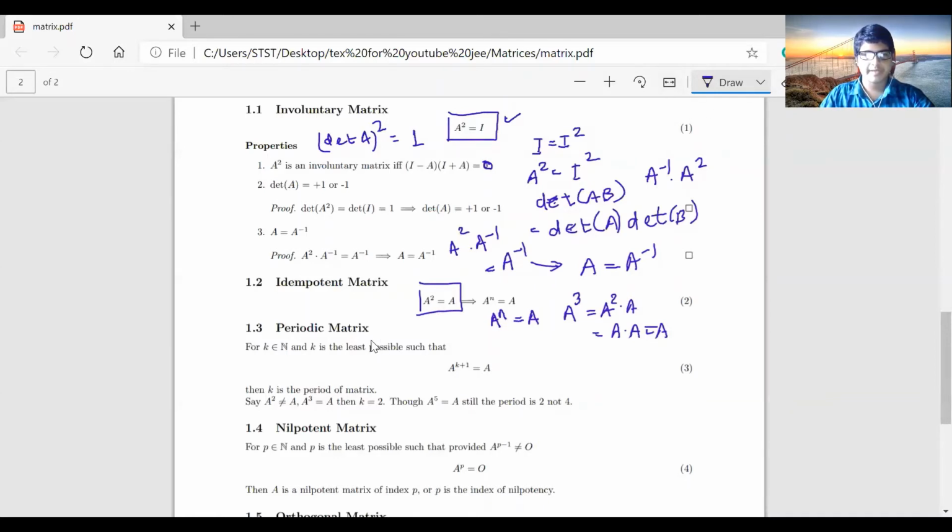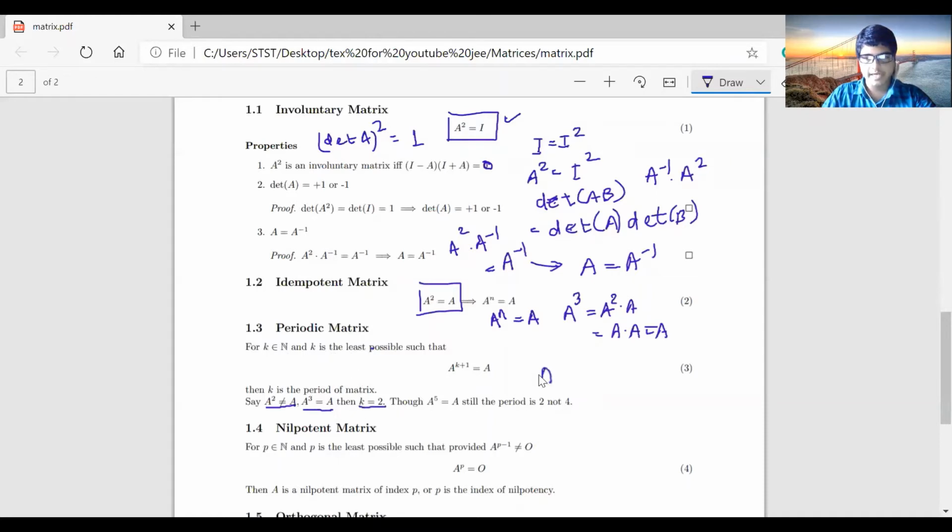Now, periodic matrix. Periodic matrix says that for K belonging to the natural numbers, with K the least possible such that A to the power K plus 1 equals A, we say K is the period of the matrix. For instance, I have given an example here. Say A square is not equal to A, but A cube equal to A. Then comparing, K plus 1 is equal to 3 and we obtain K is equal to 2.